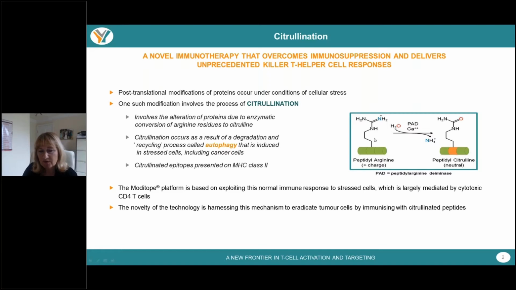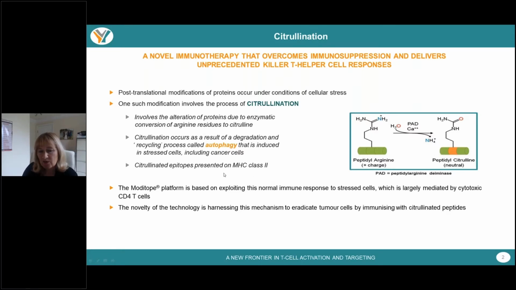Within those autophagosomes, you can get high levels of calcium, and you can gain this conversion of arginine to citrulline. When that happens, a lot of the serine proteases within the autophagosome cleave after an arginine. So if you change your arginine to a citrulline, you will no longer get cleavage at that site, and you get what we call a novel peptide being expressed.